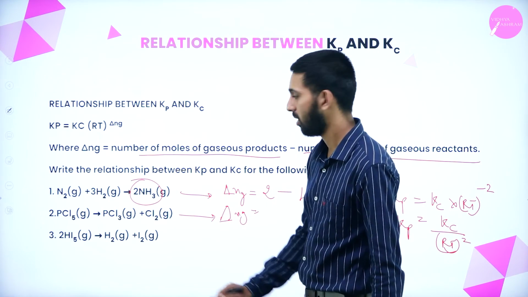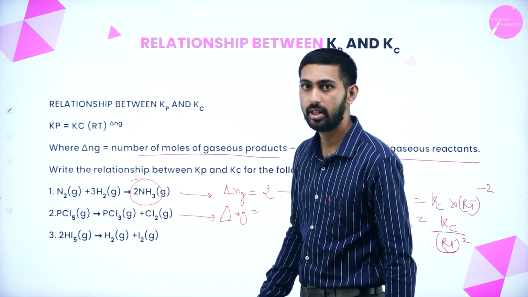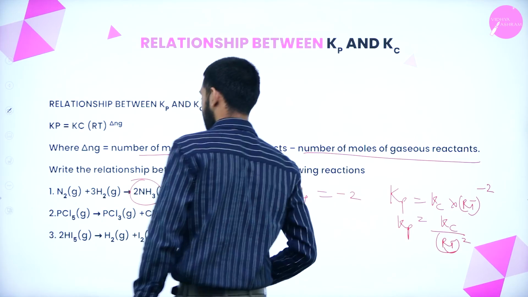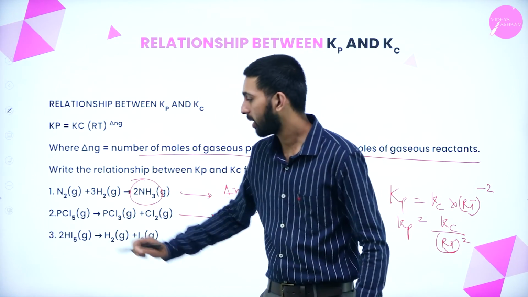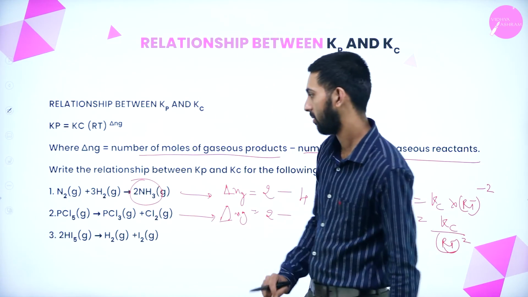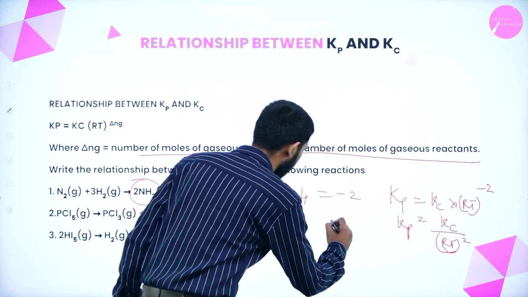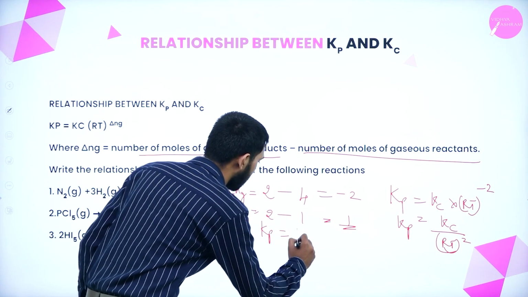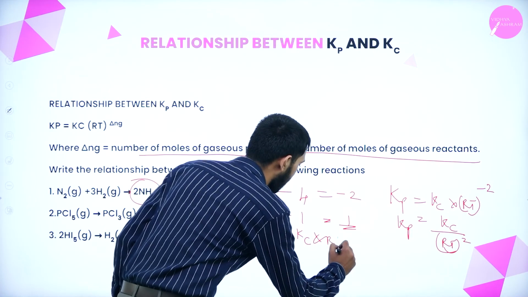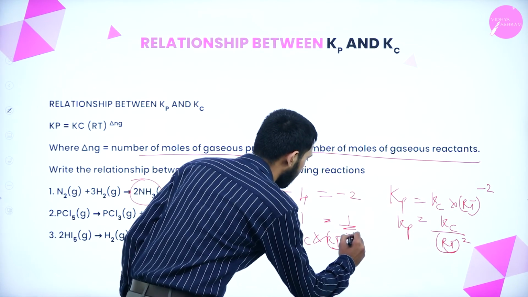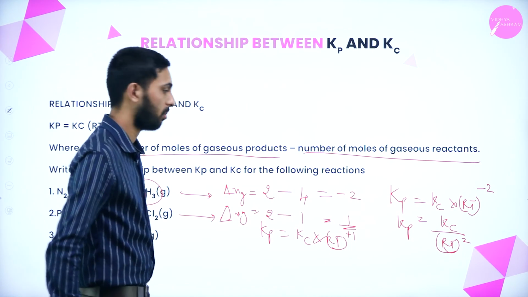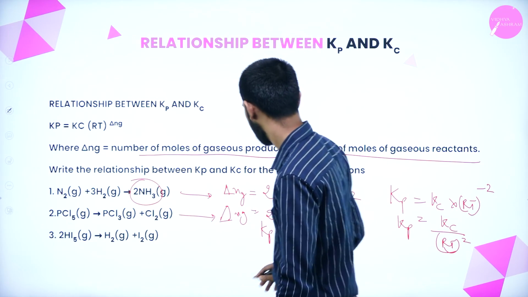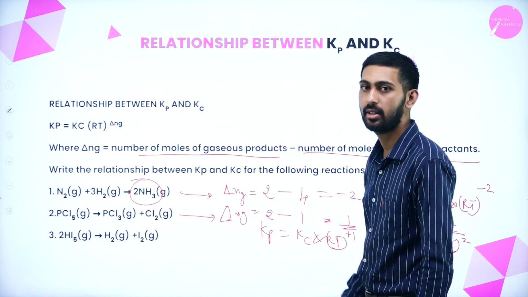Delta Ng: how much for the products? It is 2. 2 minus, for the reactants, how much have they given? Only 1. So it is 1. So how can we write? Kp is equal to Kc into RT to the power of 1, because I didn't get any minus sign here. Okay, so this is the relationship for phosphorus pentachloride.